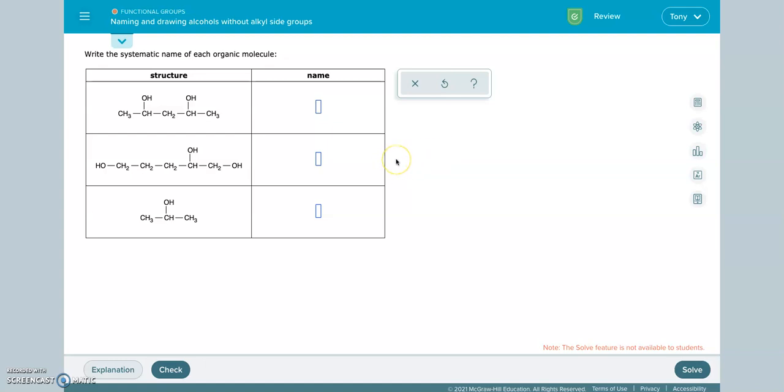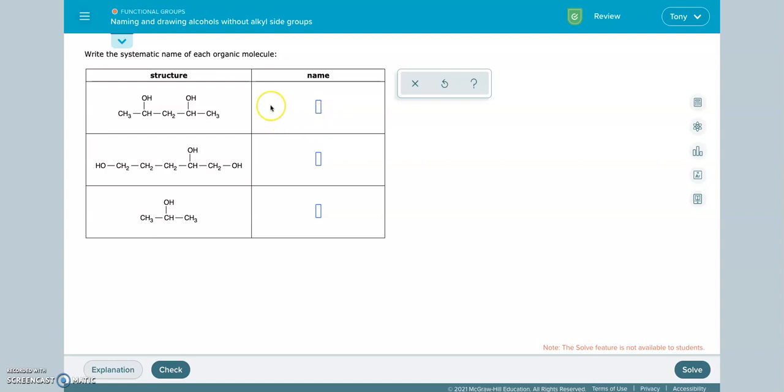So this is another ALEKS topic that's called naming and drawing alcohols without alkyl side groups. In this topic, there are a variety of different ways that these questions are going to be asked. In this one, we're asked just to name the structure. So we're given a condensed structure here. We need to come up with what the name is for that.